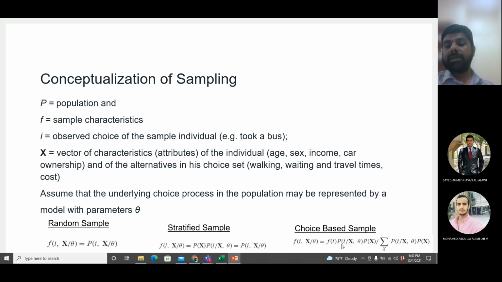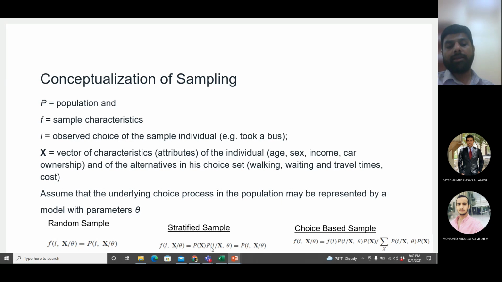P(i|x) means the possibility of a person to select choice i provided that he is from X category, and P(x) means the total possibility of a person to belong to X category of the population. Okay, and you can use the same thing here as well.